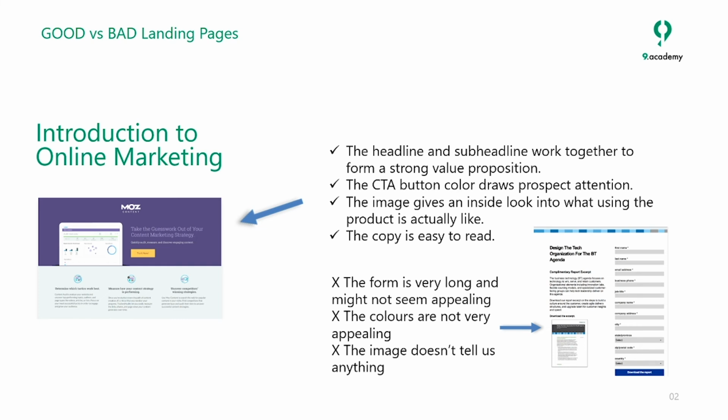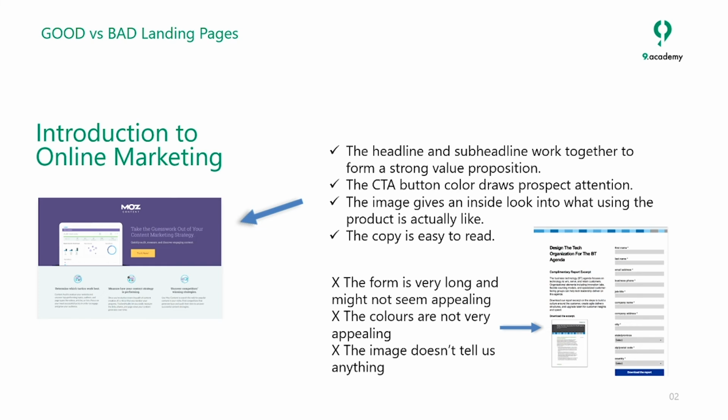The image gives an inside look into what using the product is actually like. So you want to give people a short image that gives them a feel of what the experience is going to be like when they use the platform. In the example on the left-hand side of the screen, it's got a tablet with pictures of the actual product and platform you'll be using. It gives you an idea of the product, and of the experience you'll have using it. It looks simple, looks easy, so I love that picture. I would definitely click on that.